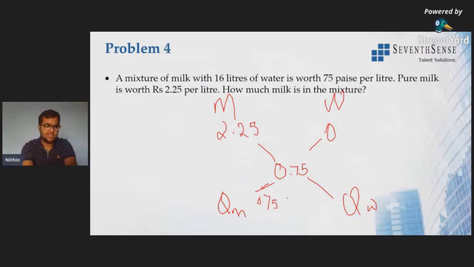So if the water is 16 liters, we want to know 1 unit of milk, right? Obviously it is 8 liters. Hope everyone understood this.